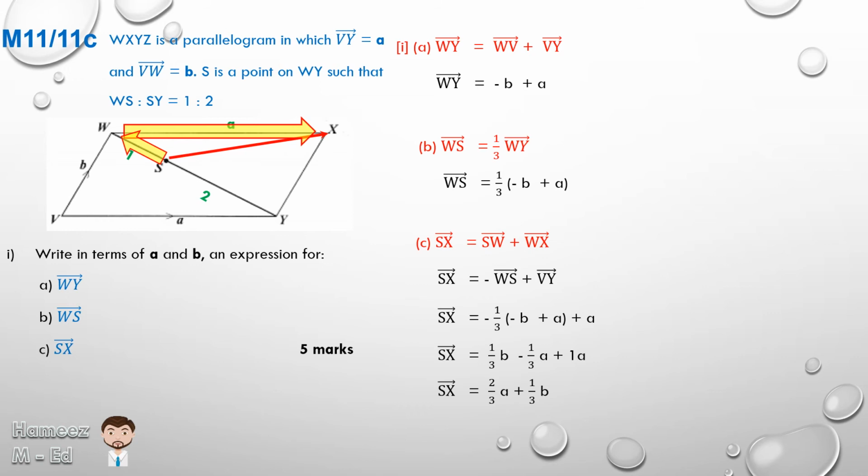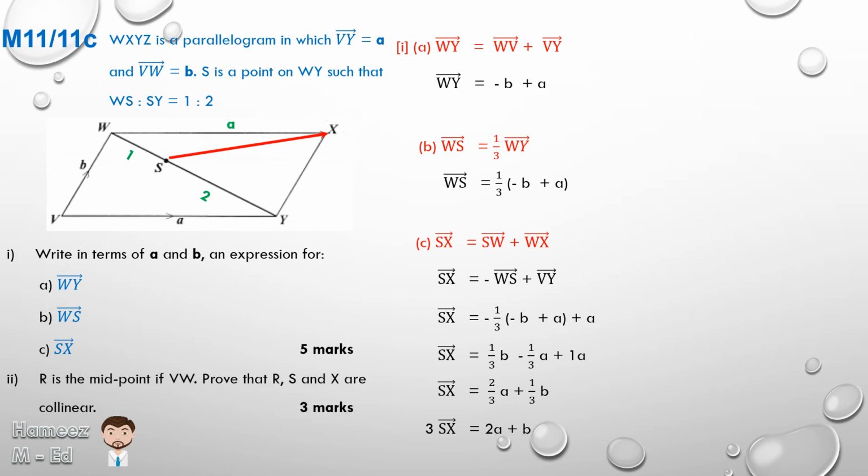And we can leave it as is, or we can multiply throughout by 3 every single term on the left and right, and we'll get nice whole numbers. So we'll get 3SX is equal to 2a plus b. Now let's look at part 2, the last part of the question for 3 marks. R is the midpoint of VW. So they're telling us that, so let's put it in as a blue arrow. Prove that R, S, and X are collinear.